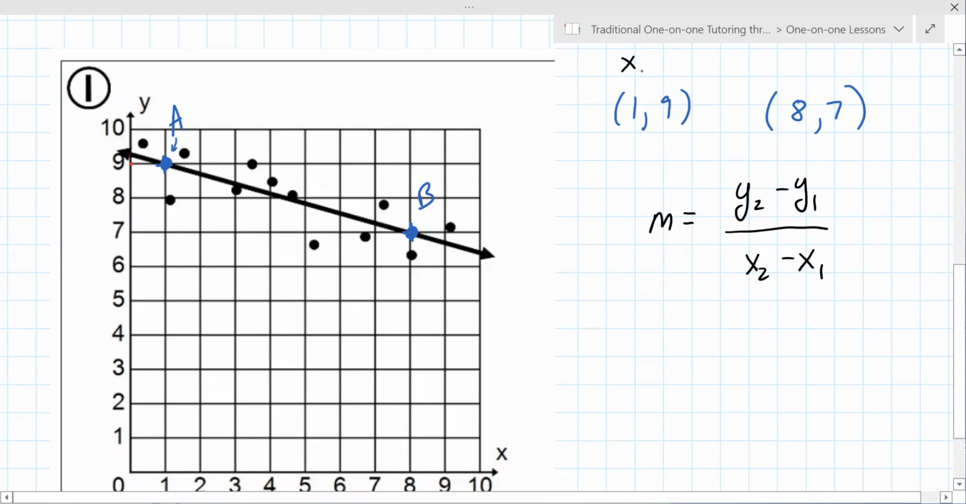So it's sometimes a good idea to label these. All right. So you want me to write it down? Yeah, I want you to tell me the slope. Calculate the slope here. Put the numbers in. So it's 7 minus 9 over 8 minus 1. Yeah, and that's -2 over 7. Right, so that's the slope.